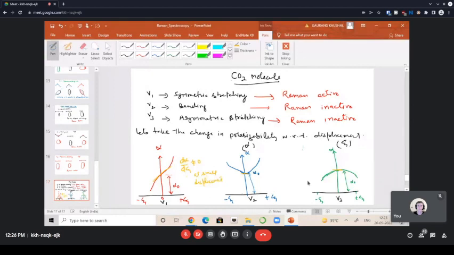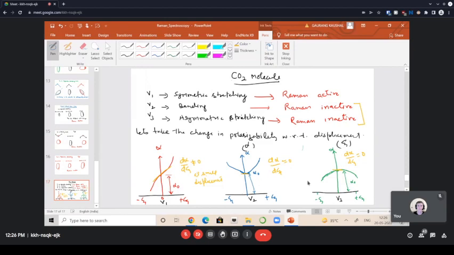But in the second case, the change in the polarizability with respect to the displacement coordinate is 0 around zeta equal to 0, at a small displacement. Similarly here, d alpha upon d zeta is again 0 for the small displacement. It means that when you slightly change the displacement coordinate of a polarizability ellipsoid, there is no change in the slope in the second and third case. That's why these two modes are Raman inactive.